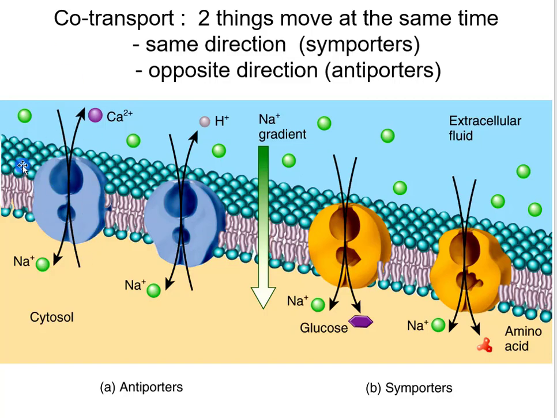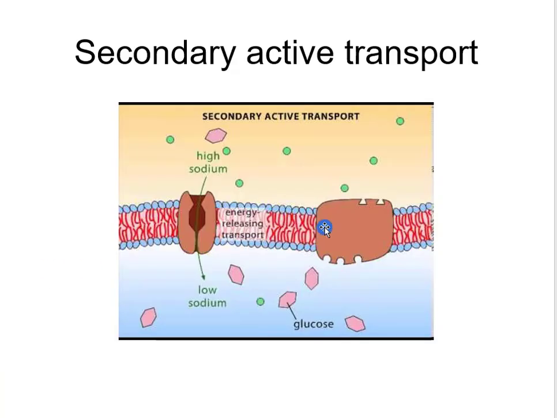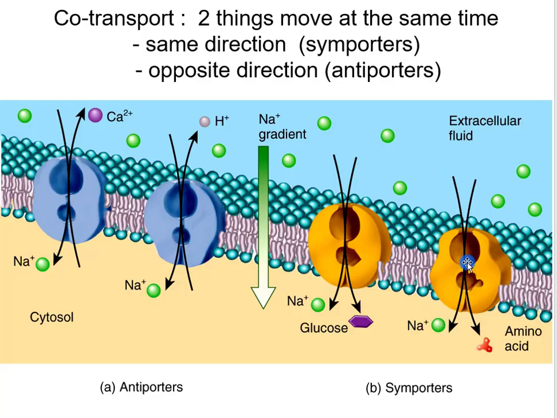So this right here is an antiporter. This is another famous example of an antiporter where sodium comes in and hydrogen ion goes out. All right. Now, symporters here, we're seeing sodium comes in and glucose comes in. This image right over there is exactly the same as this image right over here. And then this where sodium comes in and amino acid also comes in at the same time is another famous example of a symporter.